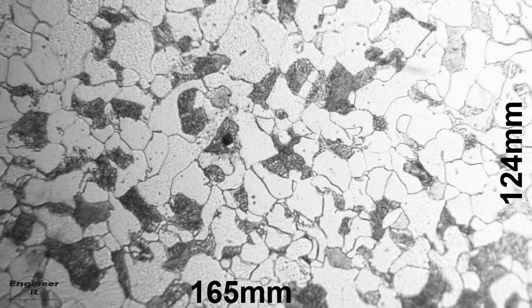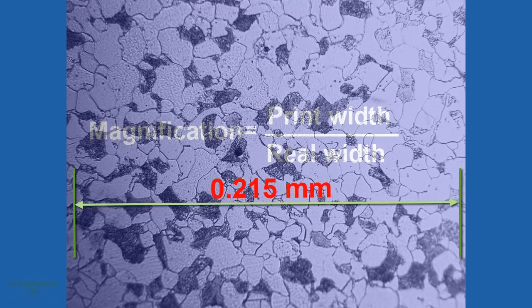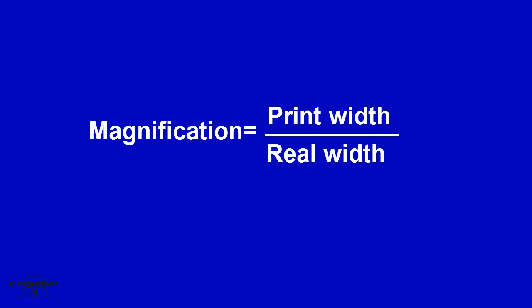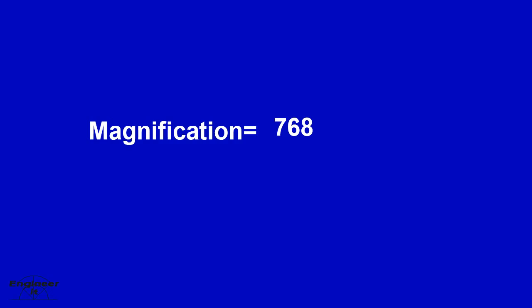Determine the magnification. In order to begin, we must find the print size dimensions of the photo. We can select either the width or the height. Let's use the width of 165 millimeters, which is the width of the photo. The actual width that the photo covers on the steel sample is 0.215 millimeters. Knowing the dimensions, we can solve for the magnification. This solves part 1.